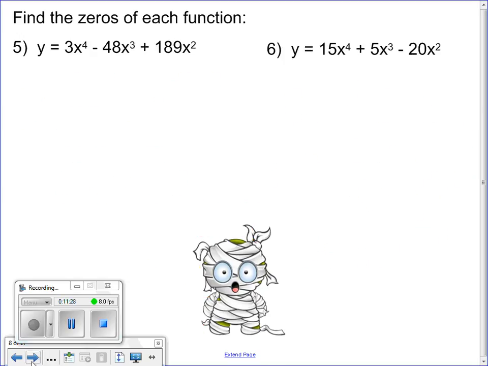All right, number 5. Ooh-wee, look at that problem. It's got an x to the 4th in it. It's got 189 in it. What should we do? Get a calculator?